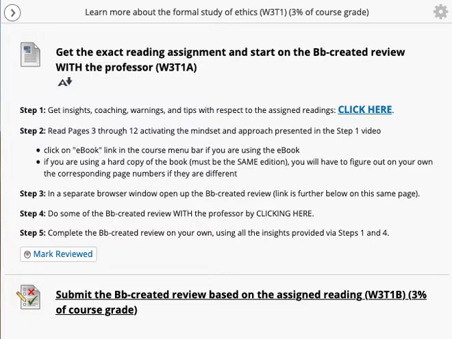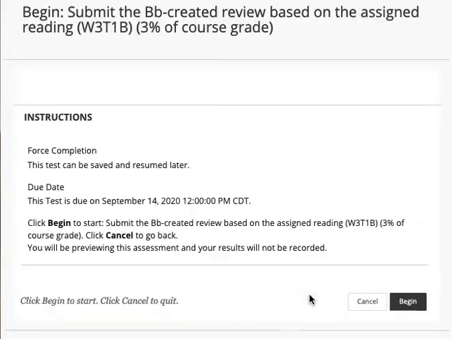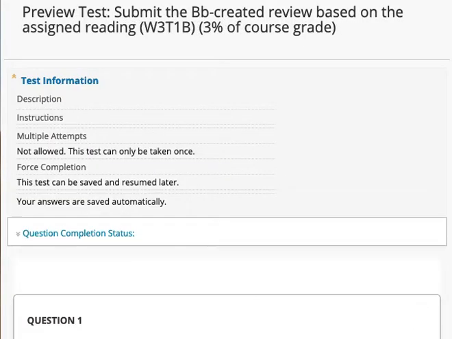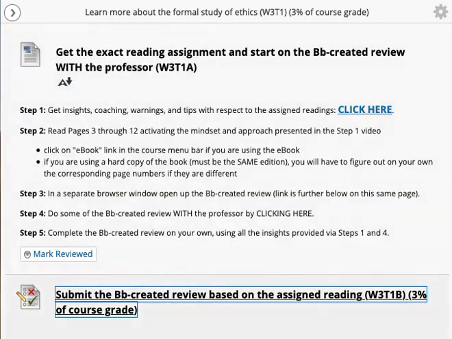So with that said, let's go ahead and get started. If you haven't done step 3 yet, go ahead and do that. You're going to open up the Blackboard Created Review by clicking here. All right. Now to do the Blackboard Created Review, you need to make sure that you have opened up the reading on which it was based.